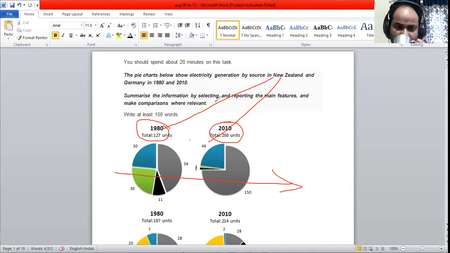Okay. In Germany, in 1980, it was 107 units. In Germany, in 2010, it was 214 units. So the time frame is simple past.